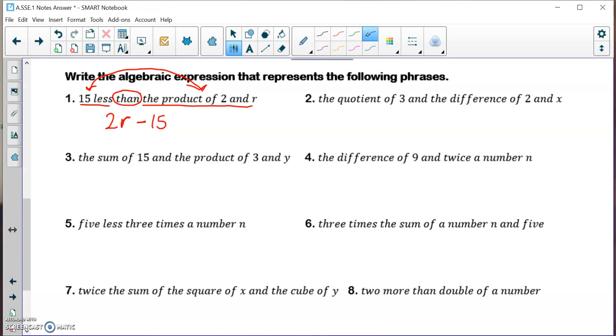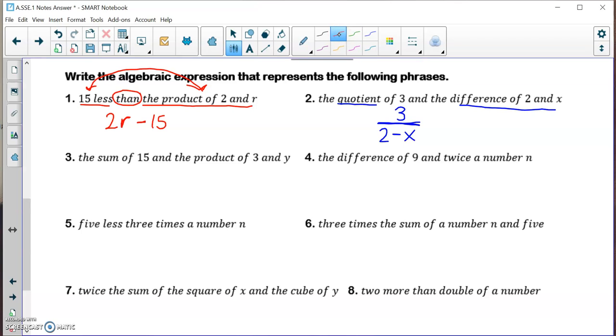Next problem. The quotient of 3 and the difference of 2 and x. I do not see the words than or from, so the statement goes exactly how it's read. So the quotient of 3, so 3, that means 3, and quotient means division, so divided by, we're using the fraction bar. And the difference of 2 and x means 2, difference means minus x. That's it.